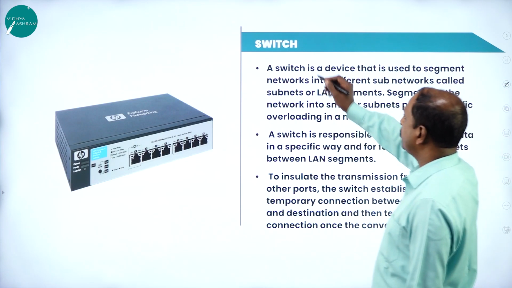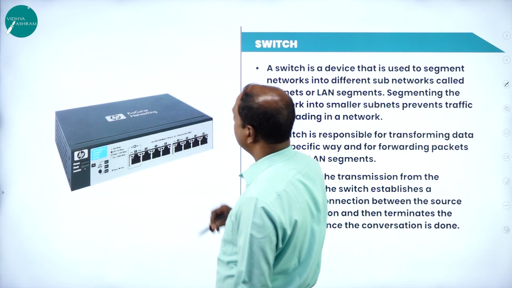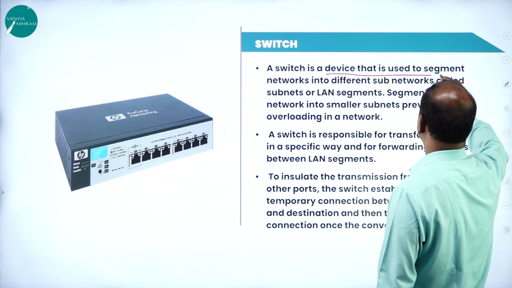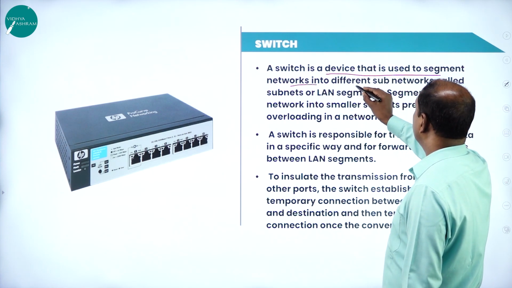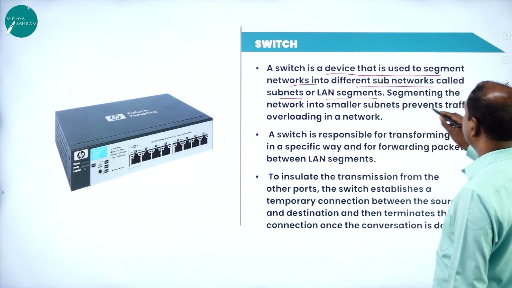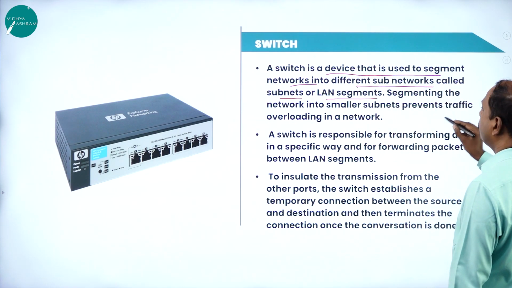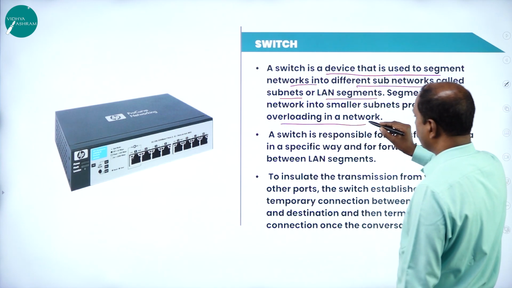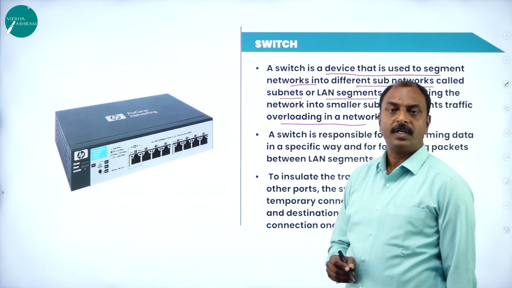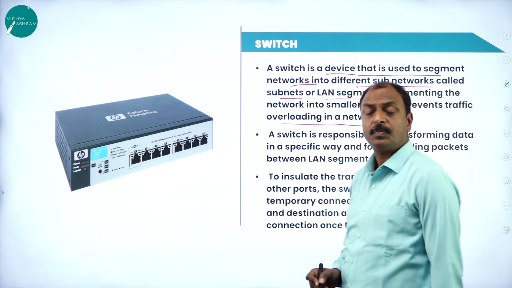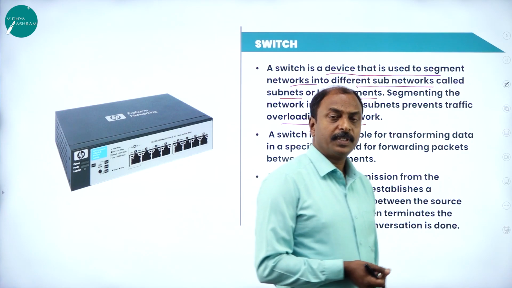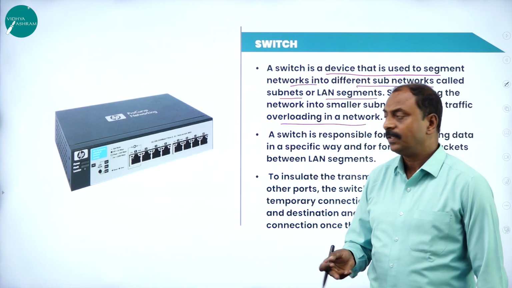Next slide is the switch. Look at the diagram here. This is the image of a switch hardware device. A switch is a device that is used to segment networks into different subnetworks called subnets or LAN segments. Segmenting the network into smaller subnets prevents traffic overloading in a network. So what is the function of a switch? We are going to segment the network. Suppose there is only one network and we divide it into subnetworks or different segments with the help of a switch.